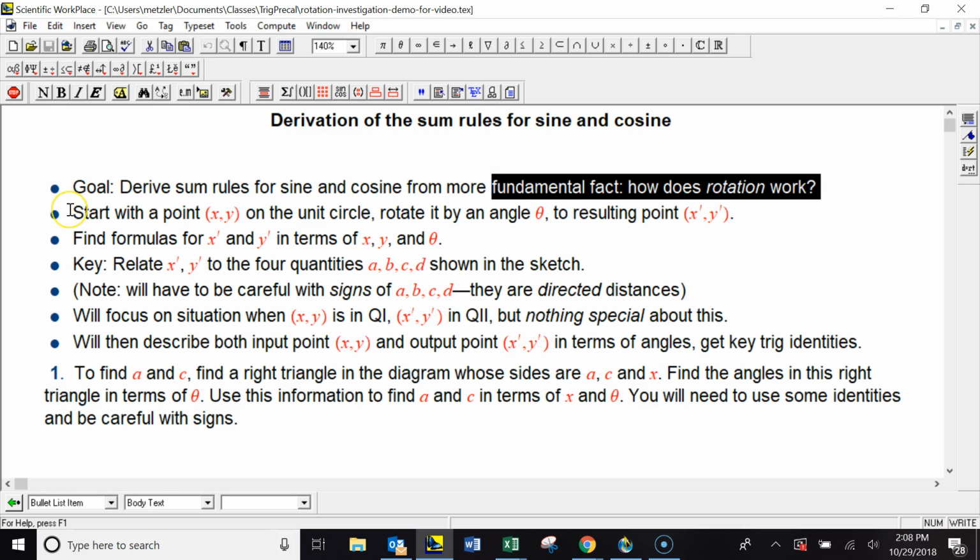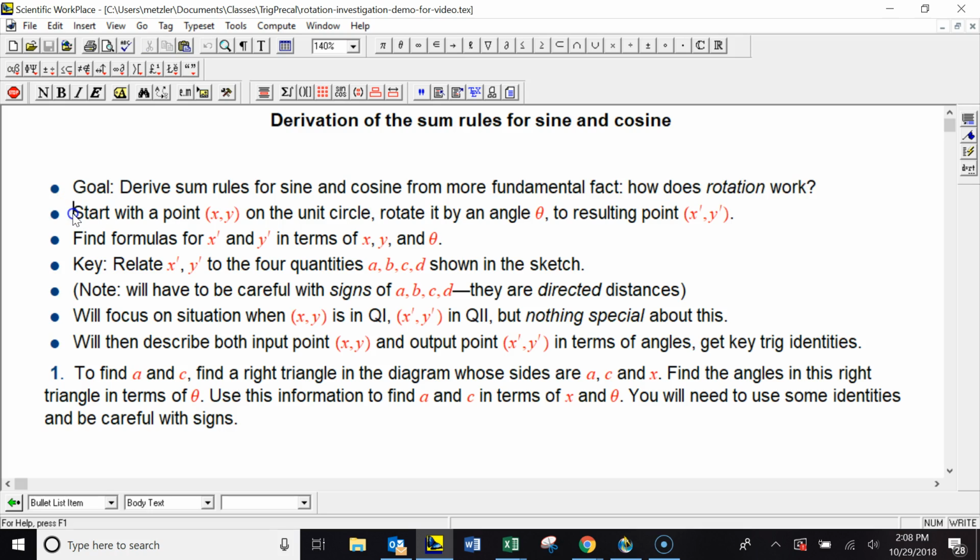So here's the setup. I'll show you a picture, and we'll go back and forth between the text and the picture. We're going to start with a point x, y. It could really be anywhere in the plane, but just for a little convenience, we will put it on the unit circle. It just makes things a little simpler, but nothing is super special about a unit circle here. We're going to rotate it by an angle theta, counterclockwise meaning positive, of course, and call the resulting point x prime, y prime.